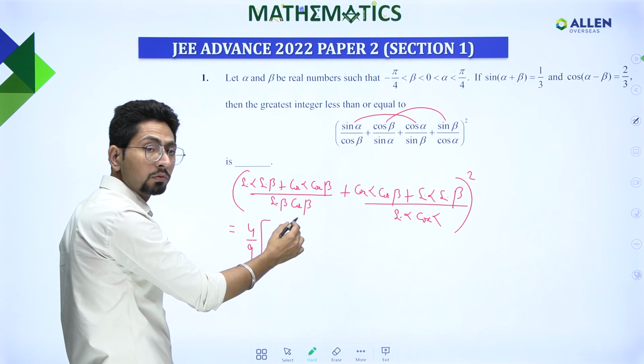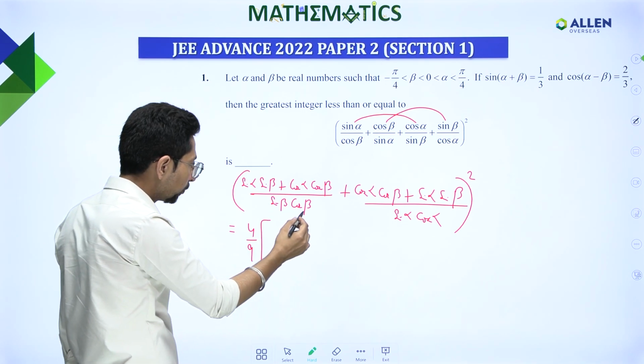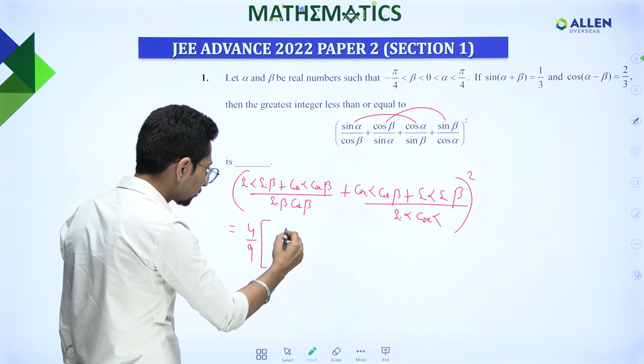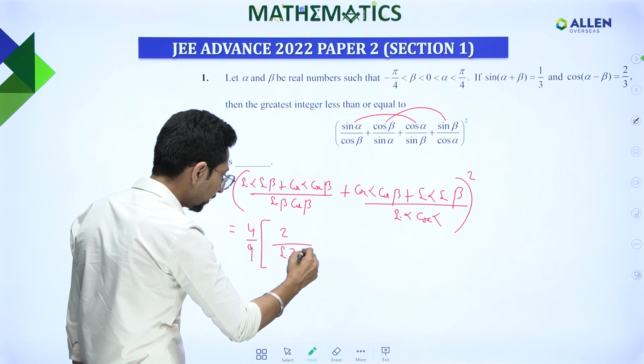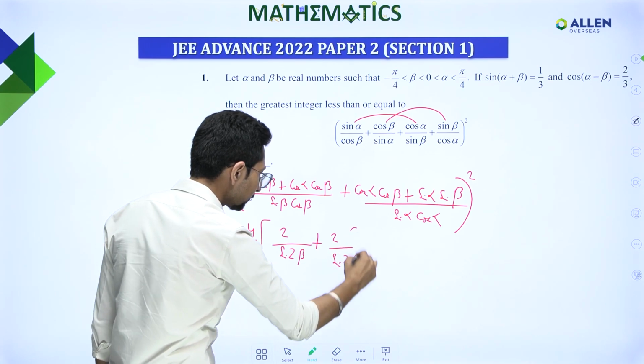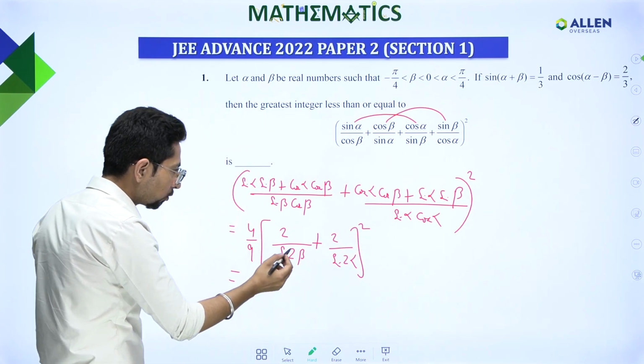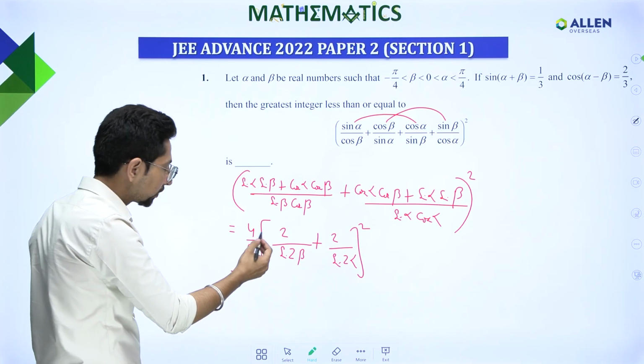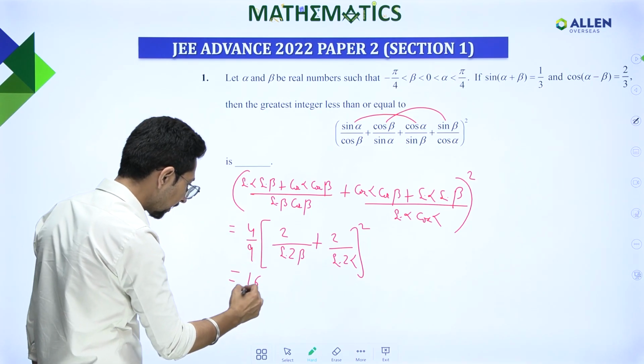We can convert this into a double angle, right? That is sin 2 beta, by multiplying by 2 and dividing by 2. So 2 by sin 2 beta plus, similarly, this is sin 2 alpha whole square. 2 also can be taken common. 2 square will be outside. So 2 square, that is 4 into 4, 16 by 9.